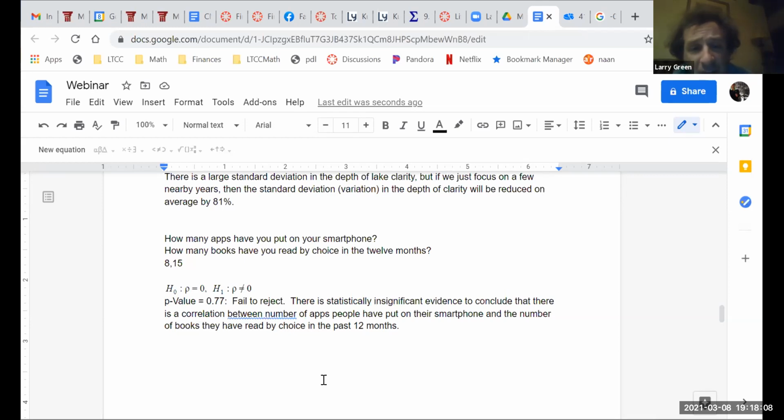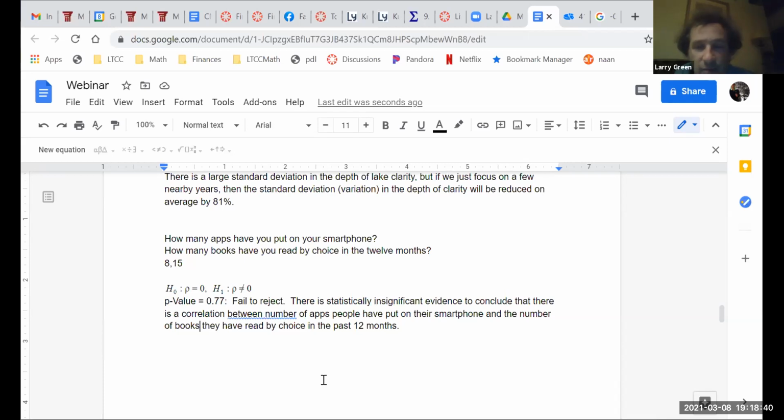Okay, just a couple of notes. Especially when it's severe like this, if we really fail to reject, what that means is that you shouldn't even use this regression line. It just means that you should not even try to use the number of apps people have put on their smartphone to predict how many books they've read. Any questions on that idea?